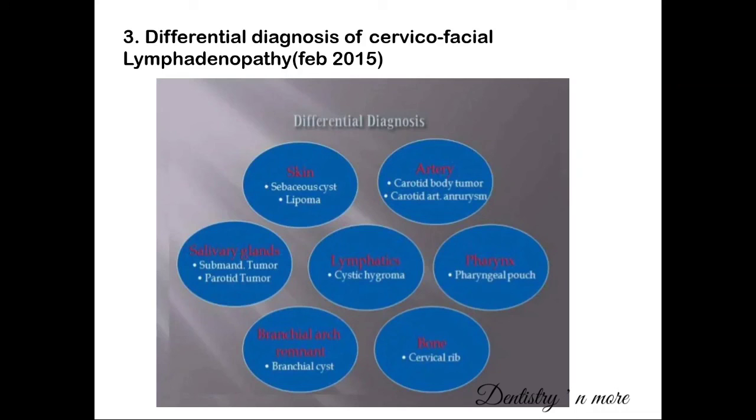The next cause is neoplasms, primary and secondary. In the primary, you have Hodgkin's lymphoma, non-Hodgkin's lymphoma and leukemia. In the secondary, you have carcinomas, such as of the salivary gland as well as oral and nasopharyngeal carcinomas. Malignant melanomas can also be indicated. Then you have the miscellaneous ones: sarcoidosis, drug reactions as well as autoimmune diseases.